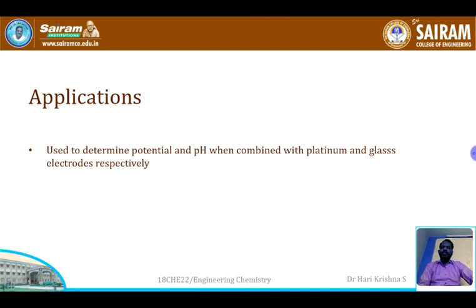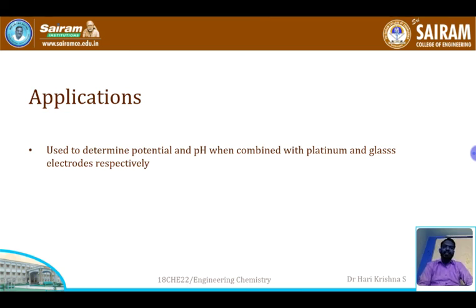Now the applications. It is used to determine potential and pH. You know that in potentiometric estimations we use the standard Calomel electrode. It is also used in determination of pH, when a combined glass electrode is not available. We use the Calomel electrode as the reference electrode and the glass electrode as the indicator electrode. In most potentiometric estimations of redox reactions, the Calomel electrode is used. It is also used to determine the pH of solutions.